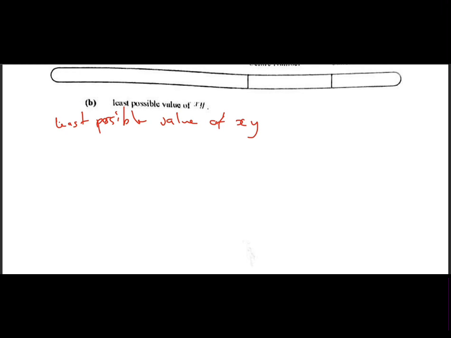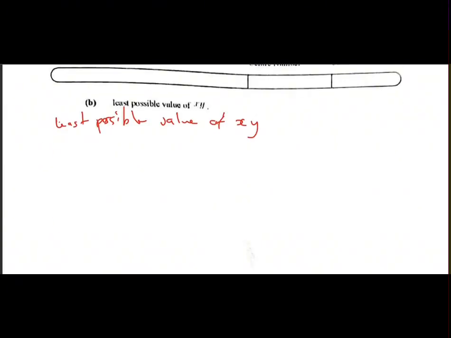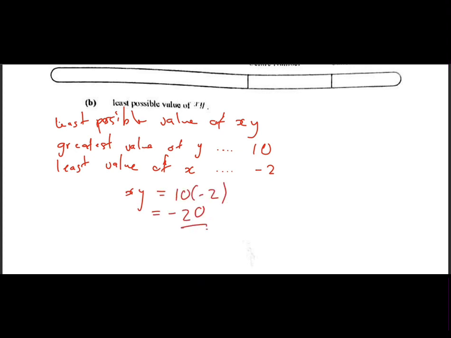Let's move on to the second part. It says we need to find the least possible value of xy. So the smallest values of x and y are minus 2 for x and 10 for y. We take the largest possible value of y and the least possible value of x, and multiply the two, and hence get the smallest number possible, because that's the biggest range. Because y is the highest value and x is the least value, we take the highest from y, the least from x, then multiply the two. That would be 10 and minus 2. If we multiply the two, we get minus 20.